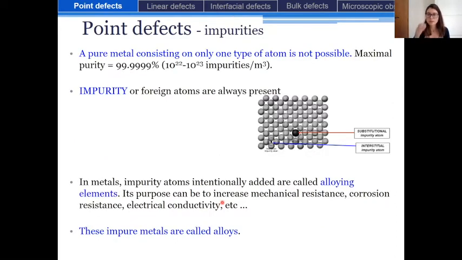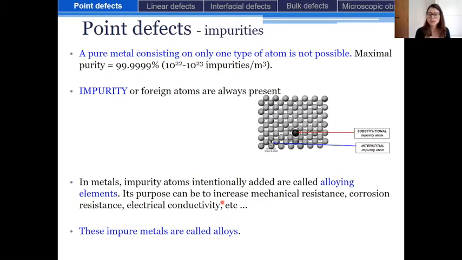But in fact, a 100% pure metal doesn't exist. The maximal purity is 99.99 and so on percent. So in fact, we have 10^22, 10^23 impurities per cubic meter. So to conclude or to summarize, impurity or foreign atoms are always present. Either they are substitutional, or they are interstitial.